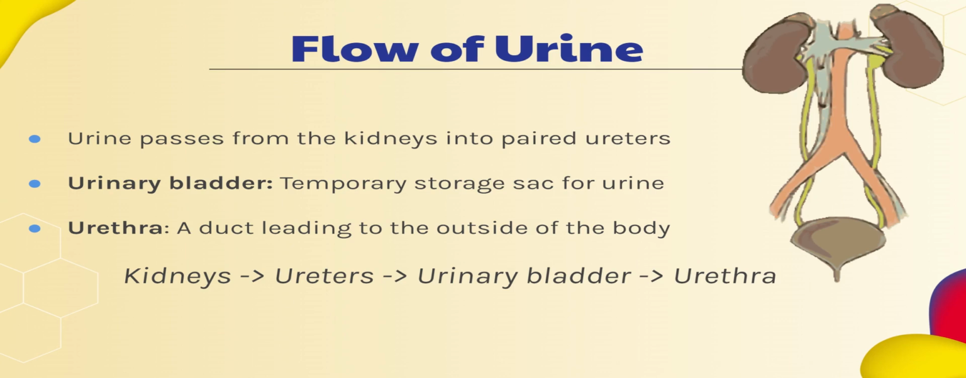It is lined with a mucous membrane that has folds called rugae. The lining and smooth muscle wall permit the bladder to stretch so that it can hold up to 800 ml of urine. The urethra is a duct leading to the outside of the body. So it's kidneys, ureters, urinary bladder, urethra, the toilet.